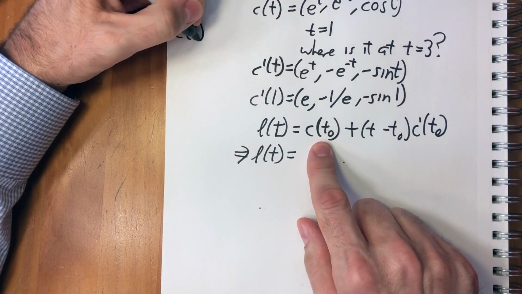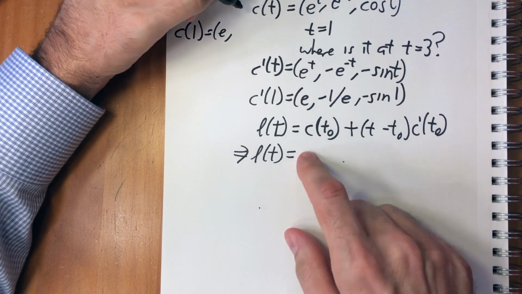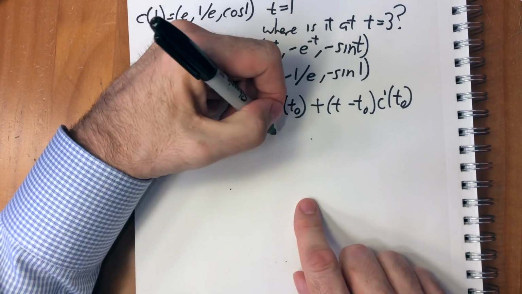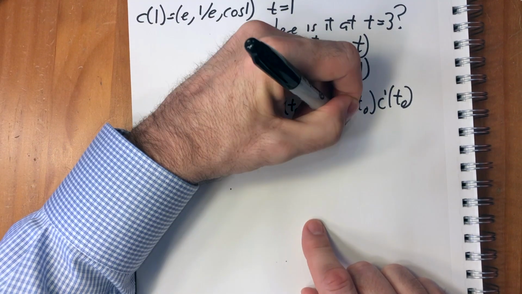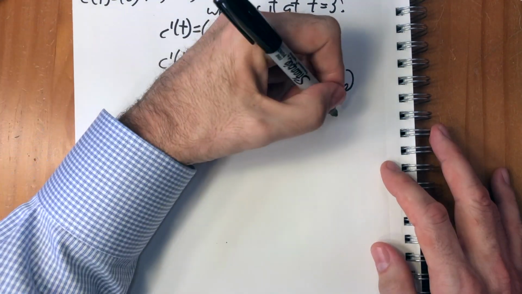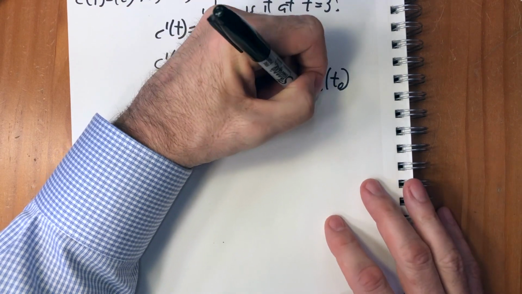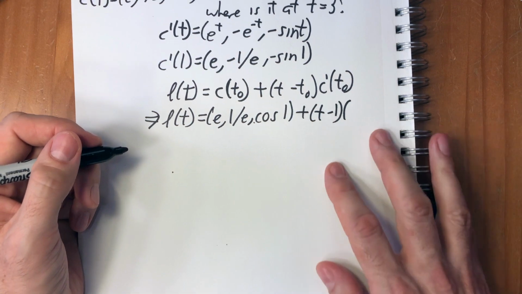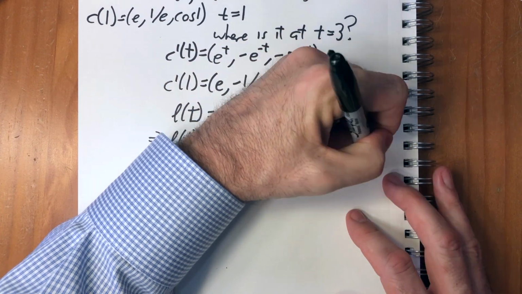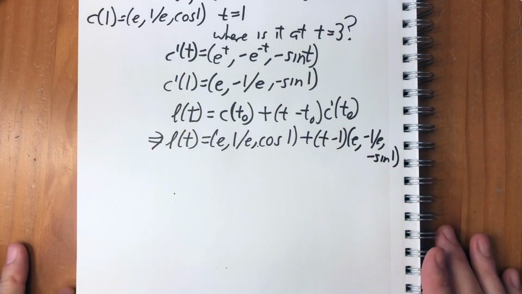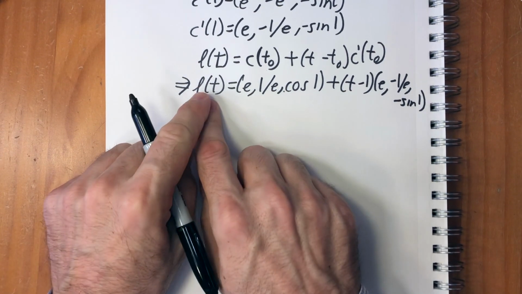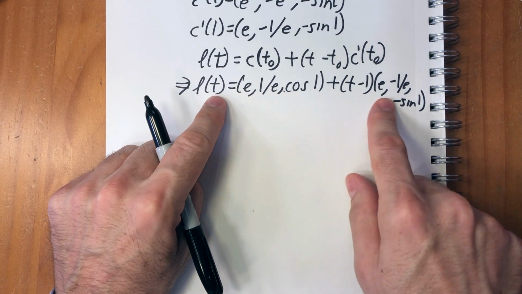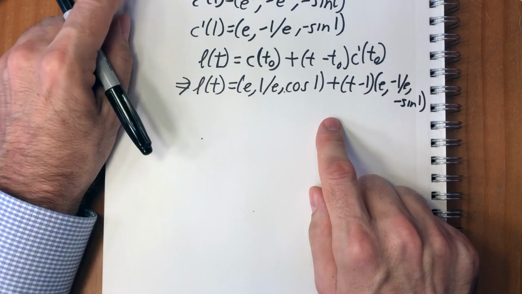So c at 1 is e, comma, 1 over e, comma, cosine 1. So we need to plug this in here. So we have e, 1 over e, cosine 1, plus t minus 1, right? Plug in 1 there, times the velocity vector at 1, e, minus 1 over e, and then minus sine of 1. So now all we have to do is plug in 3 here. So this is the equation of the tangent line at t equals 1.